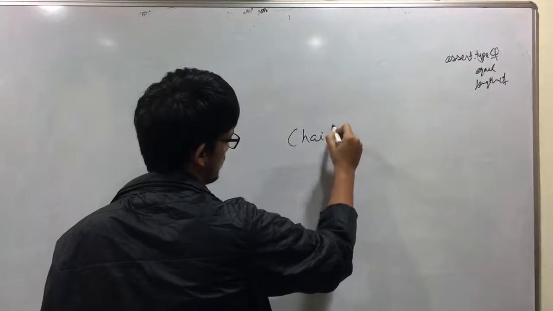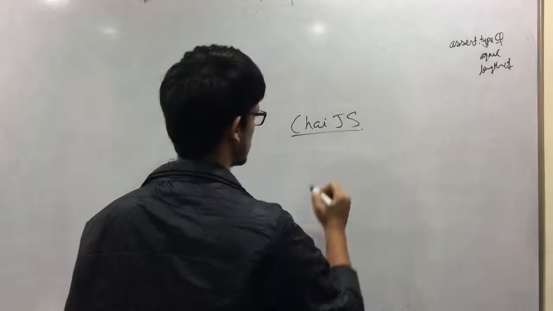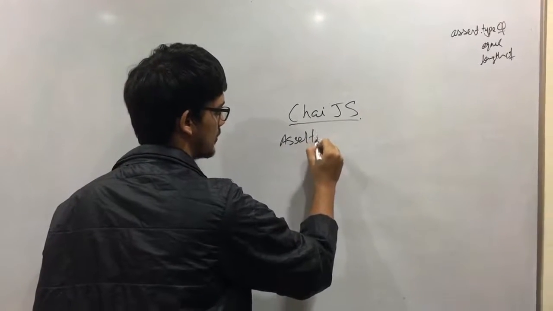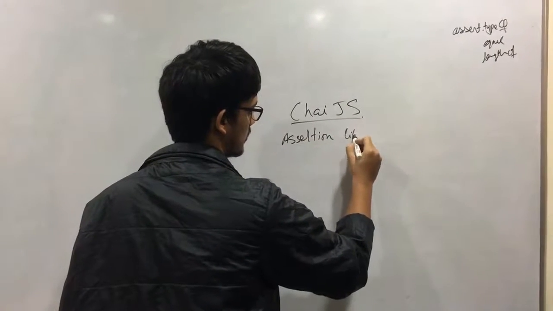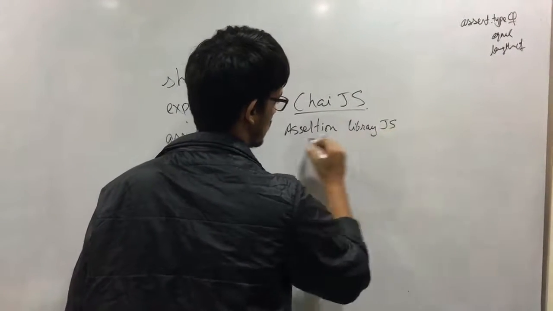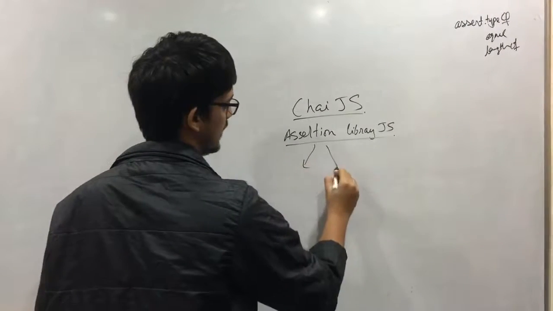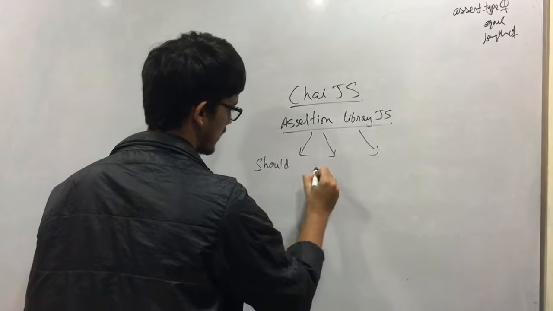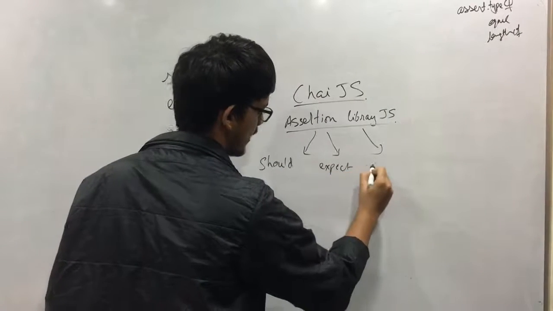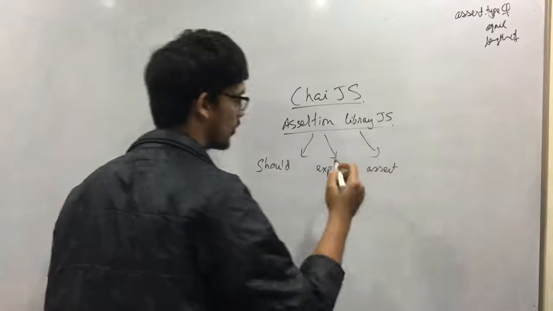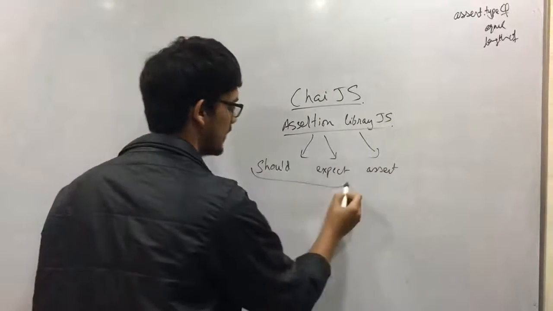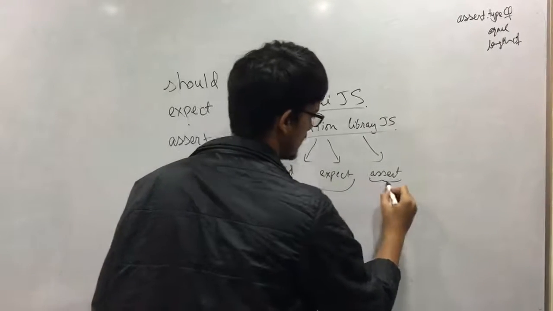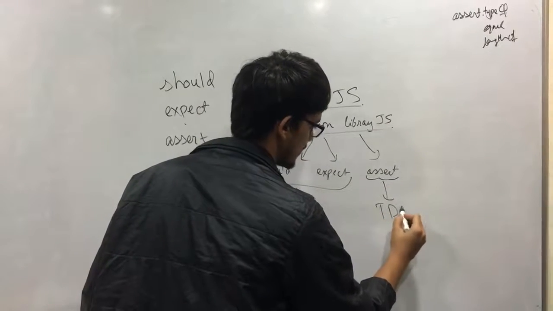Okay, so in this module, we'll be discussing Chai.js. Chai.js is an assertion library in JavaScript. Chai.js provides us with three assertion types, which are should, expect, and assert. Now, according to documentation, should and expect belong to the category of BDD type of testing, and assert belongs to the category of TDD type of testing.